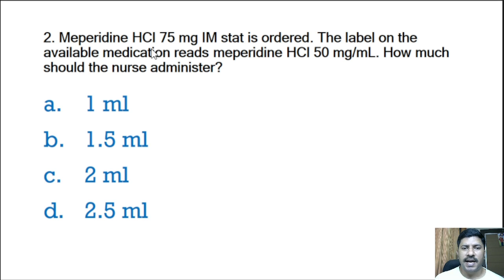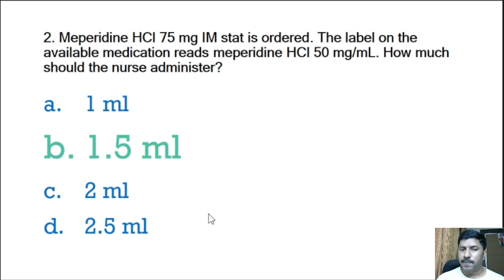Next question: meperidine hydrochloride 75 mg intramuscular stat is ordered. The label on the available medication reads meperidine hydrochloride 50 mg per milliliter. How much should the nurse administer? This is a direct question. If you have some trouble solving this question, you need to write it down and apply the formula. Then you can solve the question easily. Options: 1 ml, 1.5 milliliter, 2 ml, 2.5 milliliter. Here the correct answer is 1.5 milliliter.